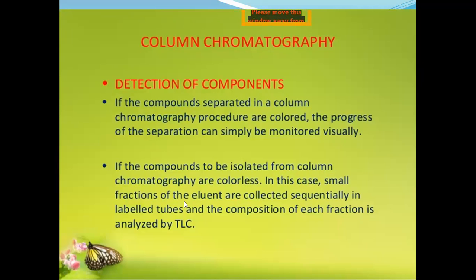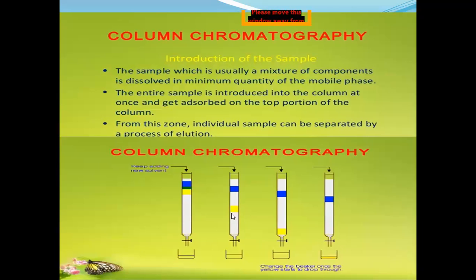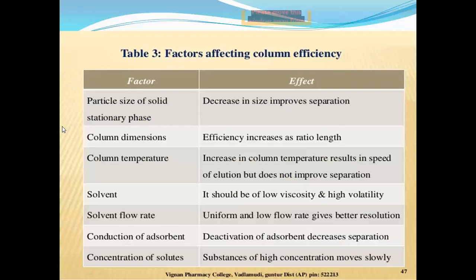in that case, small fractions of eluent are collected sequentially in labeled tubes. So that means if our components are colorless, first we take small fractions of eluent. The eluent means the mobile phase coming out, as well as it may contain components. So small fractions, that is, bit by bit, we collect them and label those tubes sequentially, that is, one after another. And then the composition of each fraction is analyzed by TLC. So then we analyze it again on TLC.